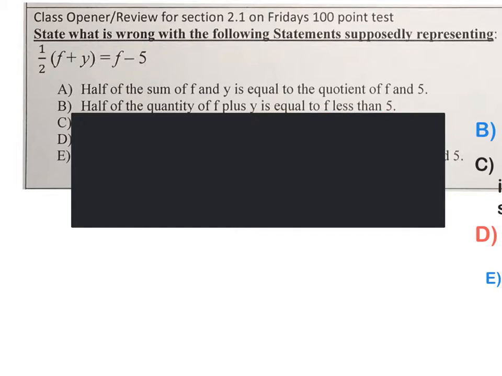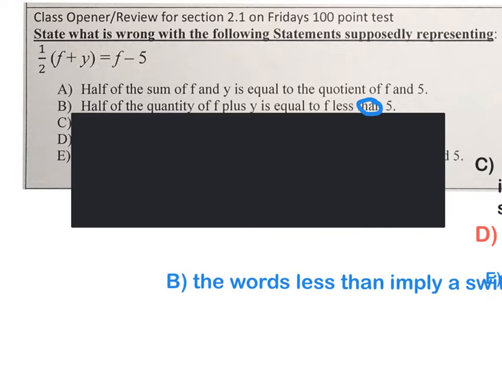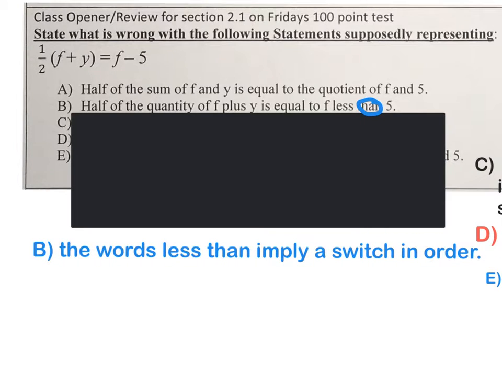And I don't know if you guys remember this, but you need to. The word than means that you're going to switch the order. Okay, so it shouldn't be f minus 5. According to this, it's 5 minus f. You switch the order. The word than implies that there's a switch in the order. So B cannot be correct because the words less than imply a switch in order. So there's your reason why B is incorrect. Okay, let's move on to the next one.